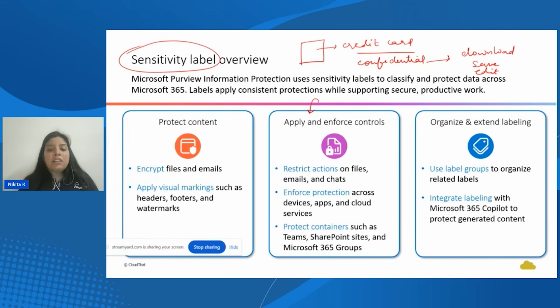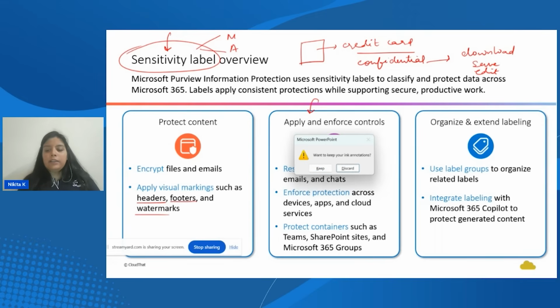If I want to apply encryption on that information, I can easily do the encryption. If I want to apply a header, a footer, or watermarks, that can be done with the help of the sensitivity labels. The document which has that sensitivity label will go with these things. Now, sensitivity labels can also be applied in two ways, either manually or automatically.